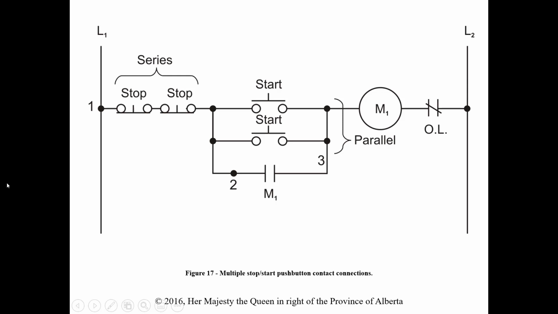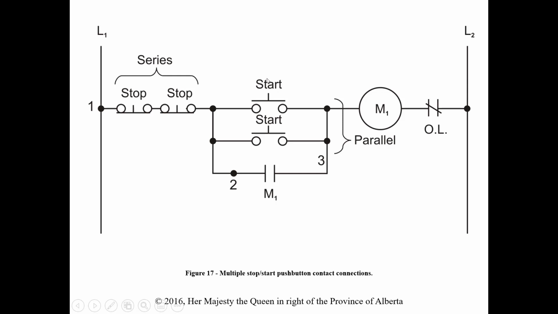Basically what we're going to do is put stops in series and starts in parallel. Okay, so again, in series, because if either one of these is pressed, it's going to stop the circuit. And again, these aren't physically located beside each other. Potentially there are two stop-start stations, could be on different areas of the room. So you'd have a stop-start station in one area and a stop-start station in another. If either one of those stops is pressed, we need to be able to shut down this motor.